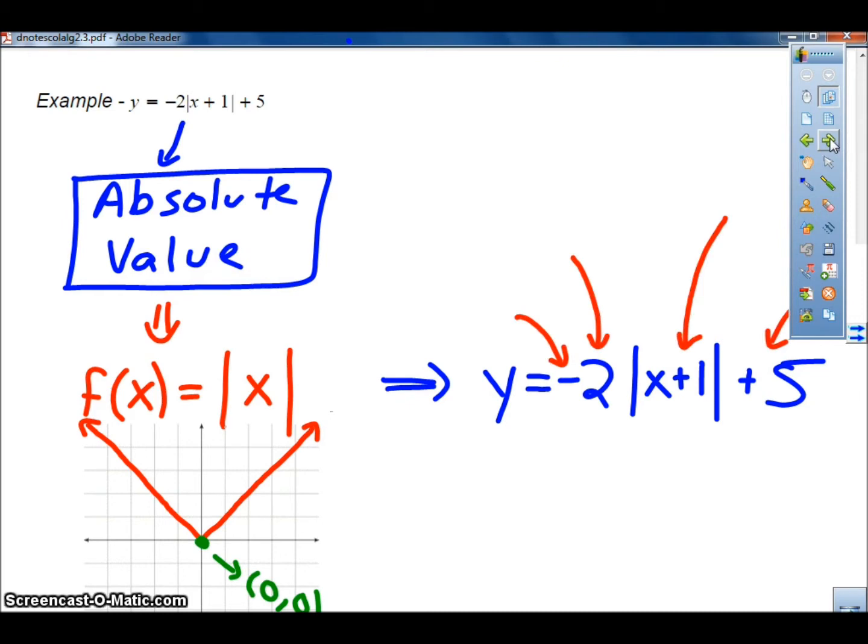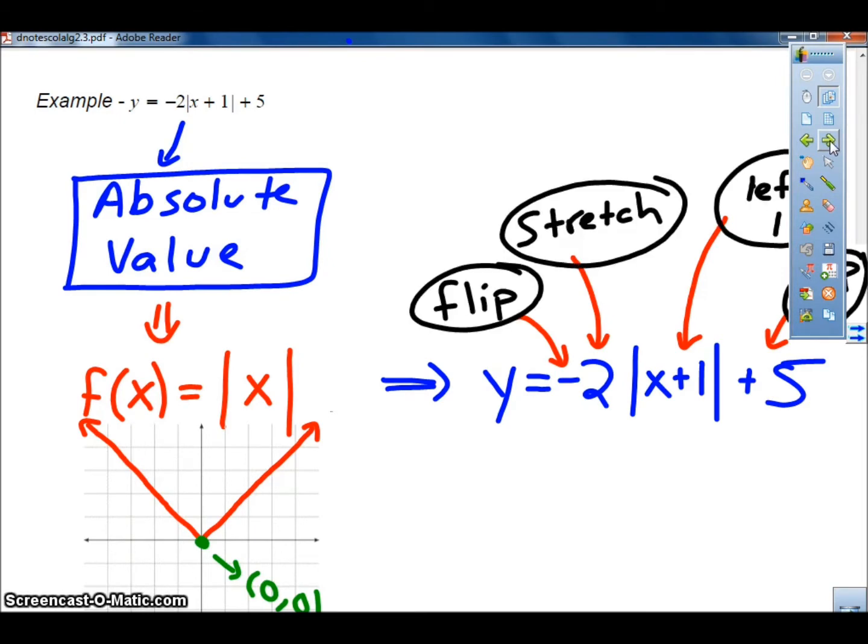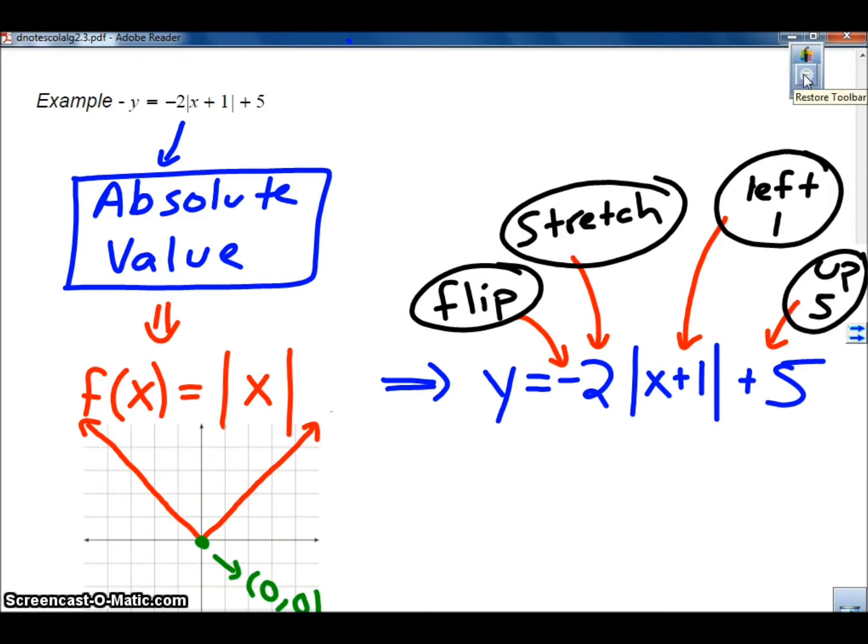We have a negative sign there. We have a 2 in front of the absolute value. We have a plus 1 directly on the x variable. And we have a plus 5 tacked on to the end of the function. Each one of these differences will have a predictable effect. What do these differences mean? Well, the negative sign is going to cause the graph to get flipped over. That's a reflection. The 2 is going to stretch the graph by a factor of 2. The plus 1 directly on the x variable will shift the graph to the left by 1. And the plus 5 tacked on to the end of the absolute value will shift the graph up 5.